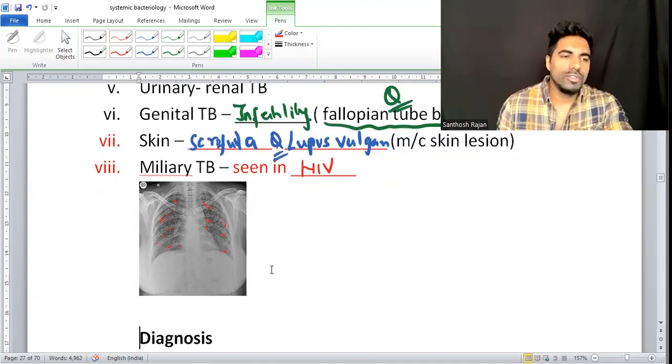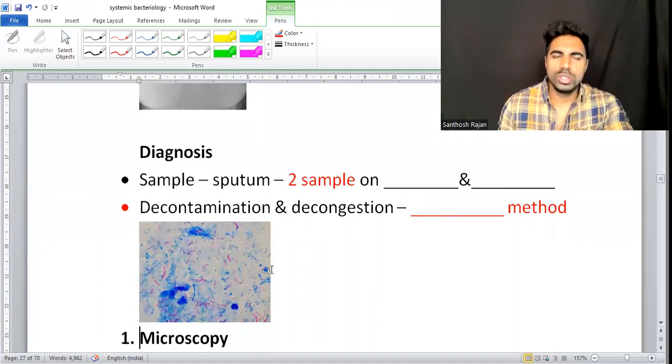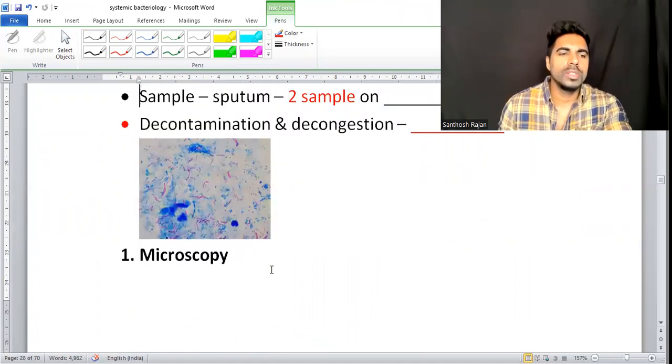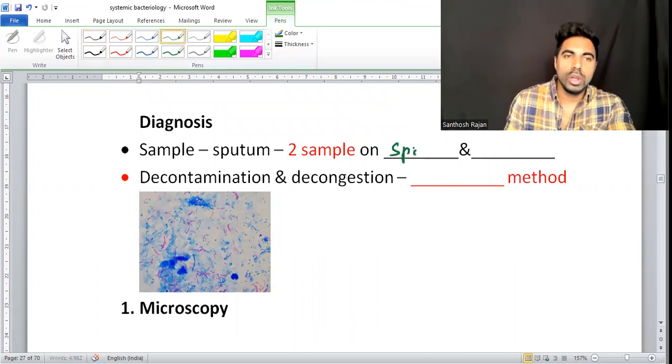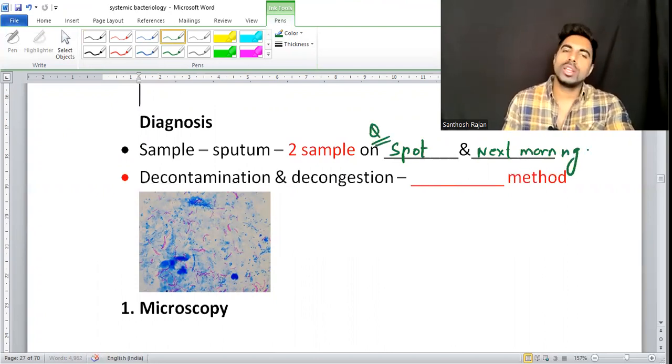Now, this is the clinical feature. For diagnosis, you have to ask for two samples. What are the two samples? You must be knowing for sure. When a patient is suspected with TB, what are the two samples you'll ask? One on the spot, another the next day morning. Don't forget. One immediate on the spot, another one is the next day morning.